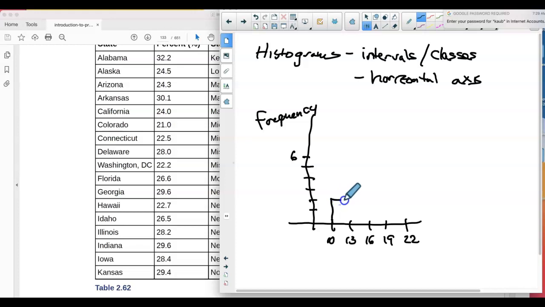Let's say we had two numbers between 10 and 13. We could have a 10 and a 12. That would be two numbers, and we put a bar for that. If we had 6 numbers between 13 and 16, we'd continue this line up to 6 and move it over. So those would be numbers less than 16, but could include 13. So this goes up to 13, this goes up to 16, up to 19, up to 22. Here's a class that has 4 in it, and then maybe a class that has 1.